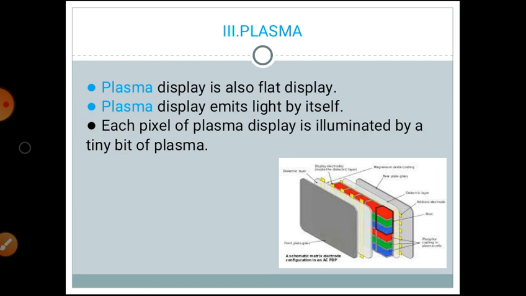Next, third type of output device or display is plasma. Plasma display is also a flat display. Plasma display emits light by itself. Each pixel of plasma display is illuminated by a thin bit of plasma. This is about the output devices or the types of display.